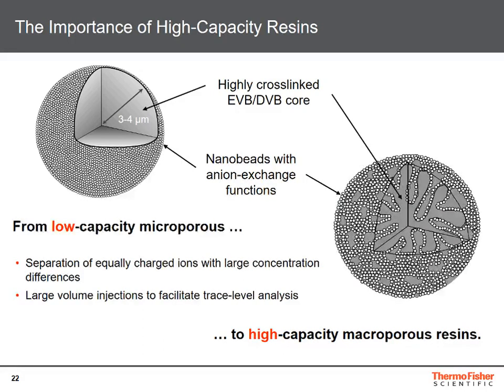The second reason is the possibility to inject large sample volumes to facilitate trace level analysis. And when I say large sample volumes, I mean volumes all the way up to 1 or even 2,000 microliters. This allows us to analyze anions down to the microgram per liter or even sub-microgram per liter level. And again, this can only be done by applying high-capacity anion exchangers.